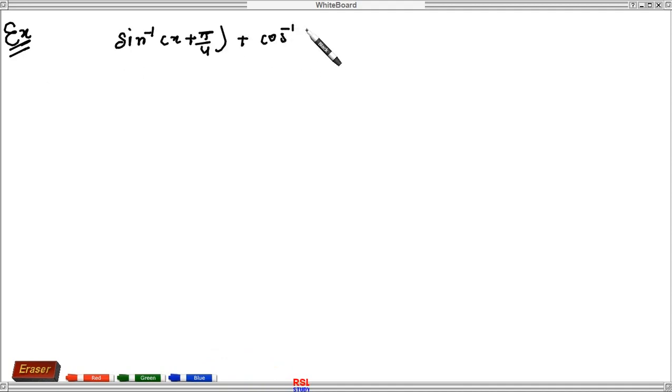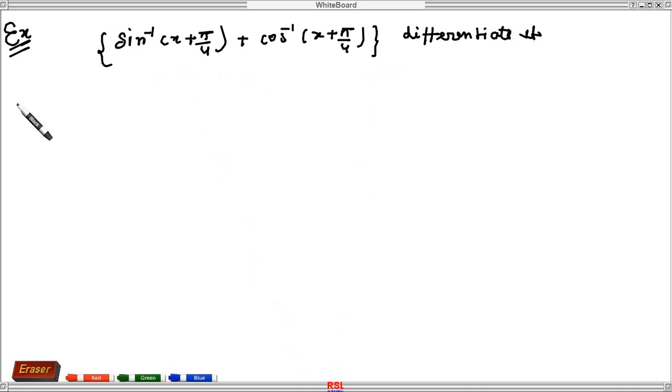Sin inverse x plus pi by 4 plus cos inverse x plus pi by 4, means differentiate this. So in the solution, firstly we will rewrite the question.